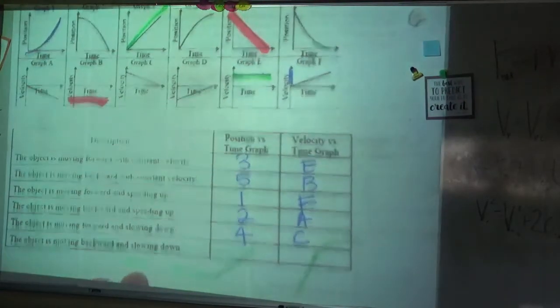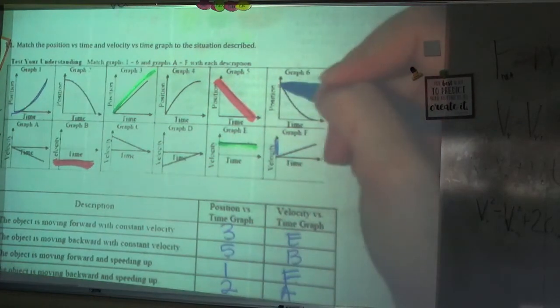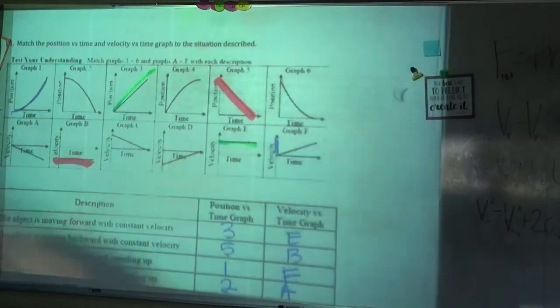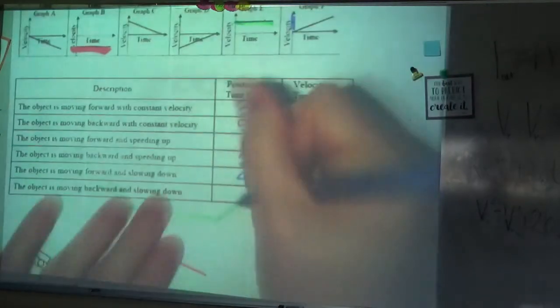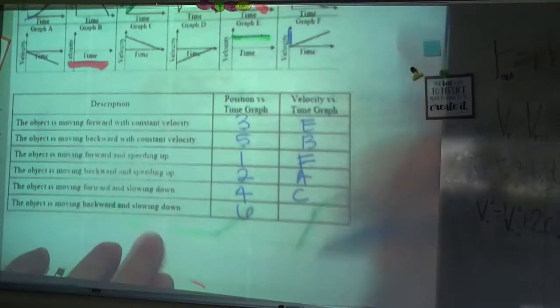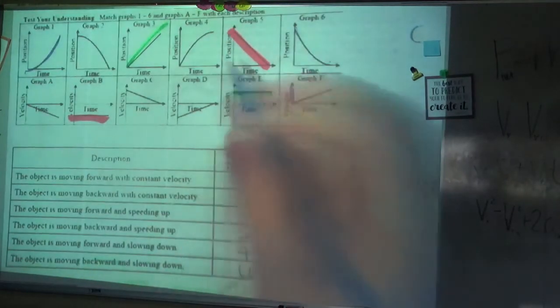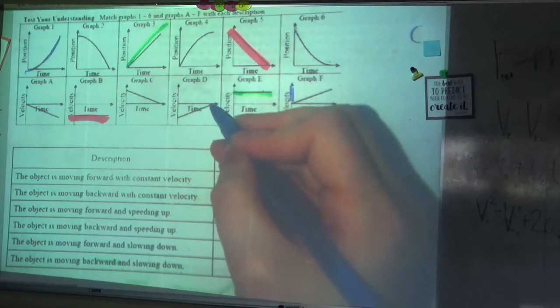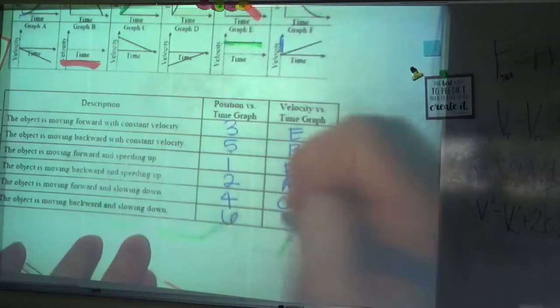And then moving backwards and slowing down. So this one is moving backwards because it's going down, and I start fast and I flatten out, which is slowing down. And going backwards means I have to have a negative velocity. Slowing down means that it's going back to v equals 0, so I start with some negative velocity and it slows to 0, so that one was D.